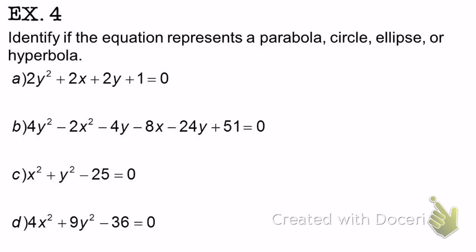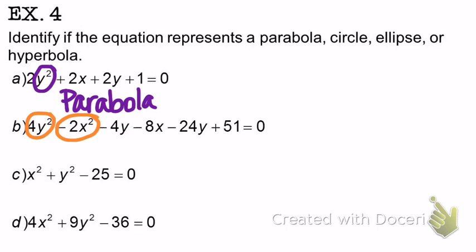Okay, the last example, we're going to identify the type of conic section that is given with the general equation. So I'm looking at this equation and I only see one squared term. It just has one y squared, no x squared. So if it either has an x squared or a y squared, that's going to make it a parabola. The second equation, I notice that it does have an x squared and a y squared, and I'm looking at the coefficients of those two terms. One is positive and one is negative, so that's going to make this a hyperbola.